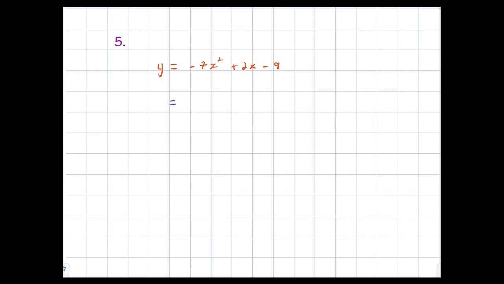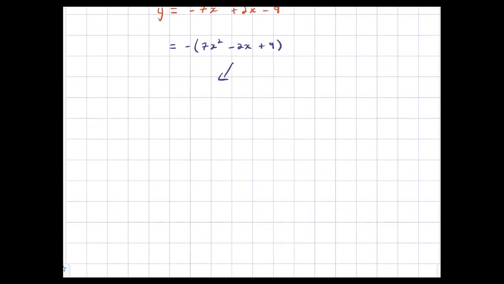So again, because the a is negative, the first thing I'm going to do is factor out the negative 1 and make this 7x squared minus 2x plus 9. And then I'm going to work with that instead. 7x squared minus 2x plus 9. So I get an a value of 7 and a b value of negative 2.